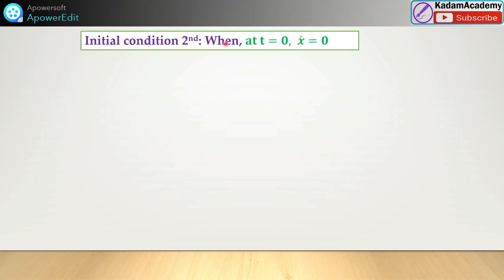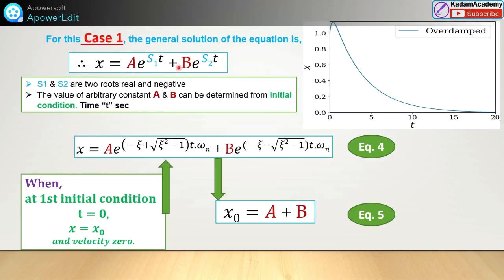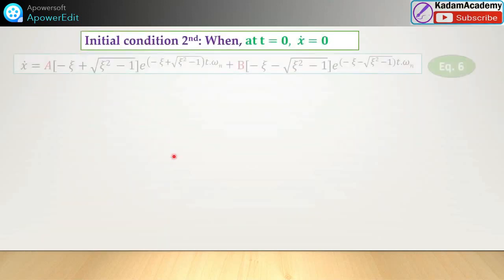Similarly, we go for the second condition: t is equal to 0, x dot is equal to 0. We differentiate the previous equation of x with respect to time t. So dx by dt, that means x dot, is equal to a into e raised to minus zeta plus square root of zeta squared minus 1, into t into omega n. This is equation 4, which we differentiate.